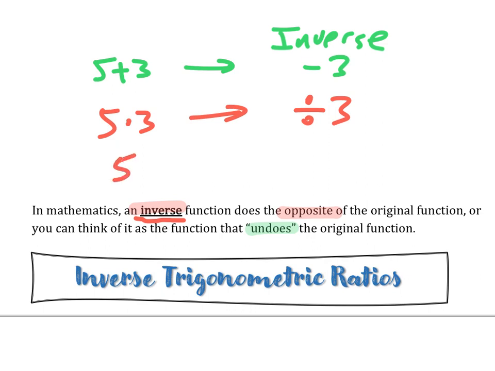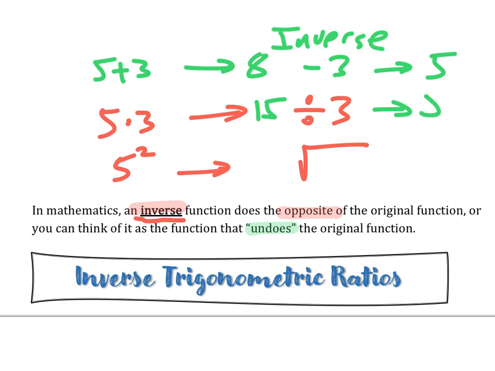If we have 5 squared, if we take 5 and square it, we get 25. Okay, so the inverse would be the square root, all right? So what this means is if we start, again, we do 5 plus 3, we get 8. And then we subtract 3, that takes us back to 5. 5 times 3 takes us to 15. If we divide by 3, that takes us back to 5.